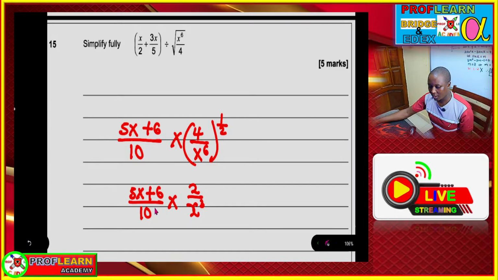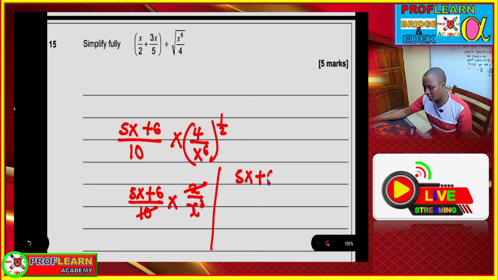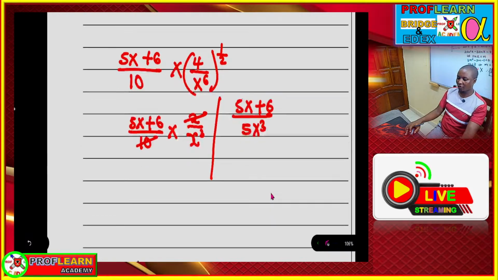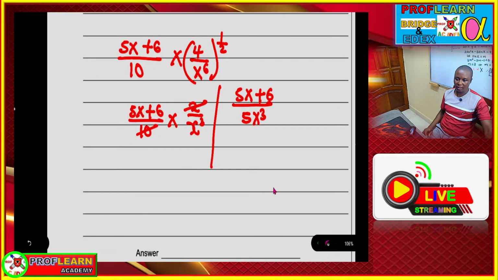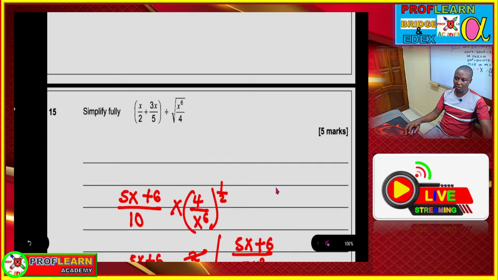And of course this guy and this guy will cancel out. We end up having 5x plus 6 over, everything over 5x cubed. Simplify fully. What is this fully going to look like? Simplified fully, what is it really going to look like? If we simplify fully, what is it going to translate to?